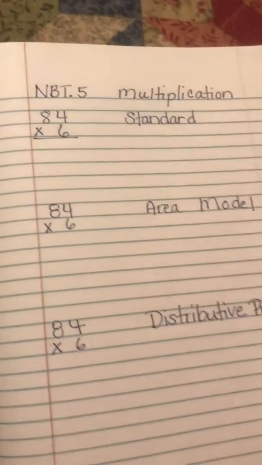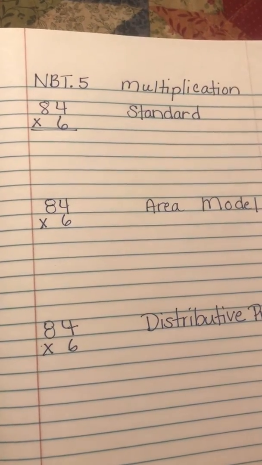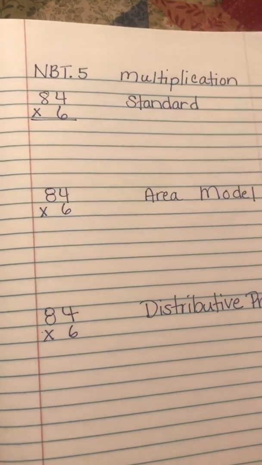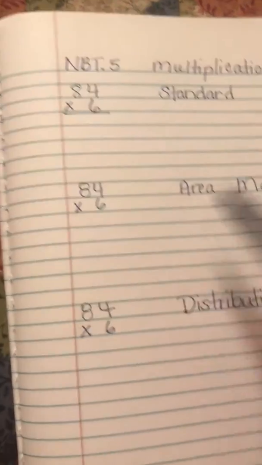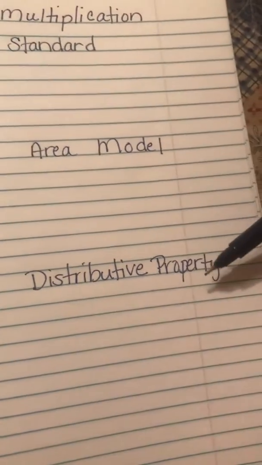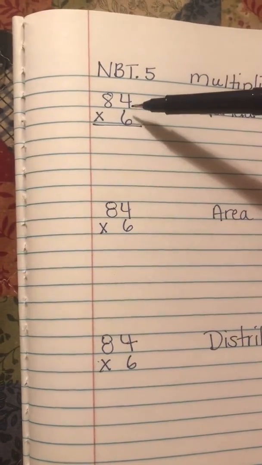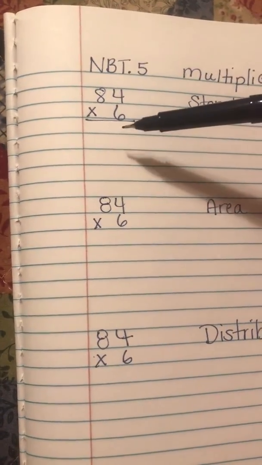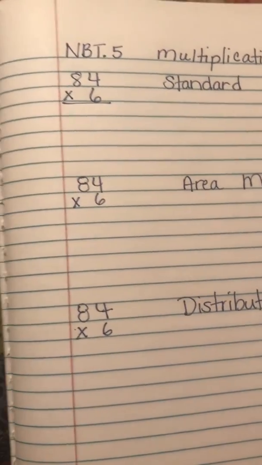Good evening, and here is a review of how to multiply up to 4-digit by 1-digit multipliers. We have 3 ways we're going to talk about: standard, area model, and distributive property. We're going to use the problem 84 times 6 to represent each of these 3 different strategies.